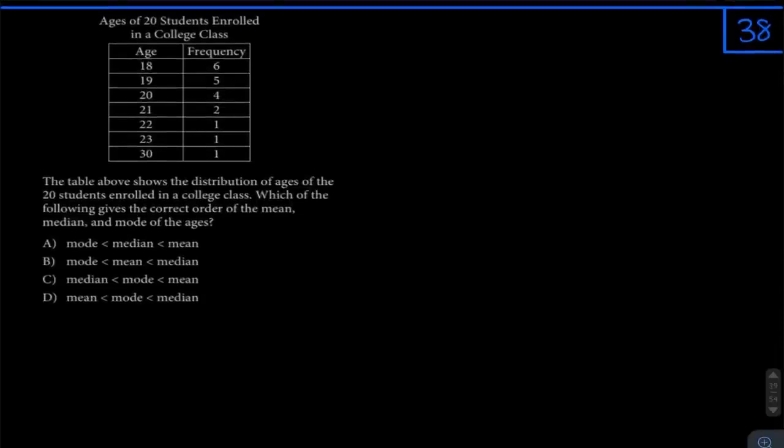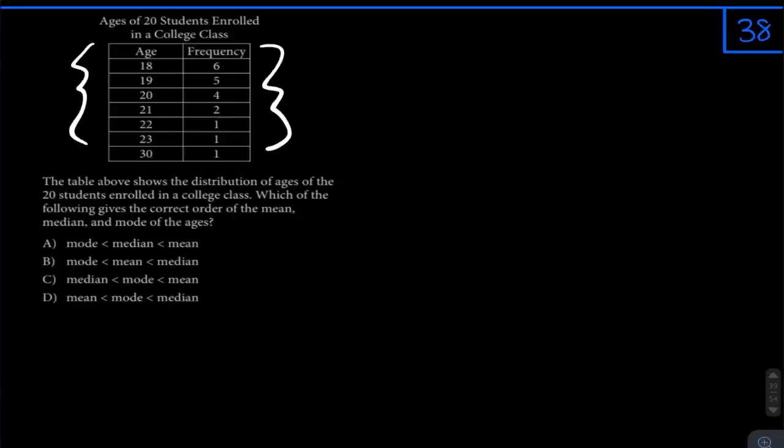Problem 38 gives us the ages of 20 students enrolled in a college class, right? I always like to read the title of the table first. The table above shows the distribution of ages of the 20 students enrolled in a college class. Which of the following gives the correct order of the mean, median, and mode of the ages? Okay, so look at what graph we're given here.